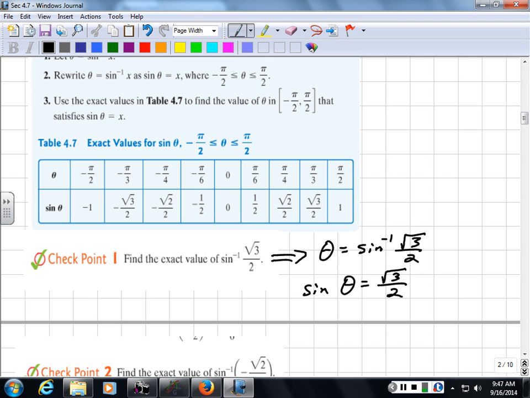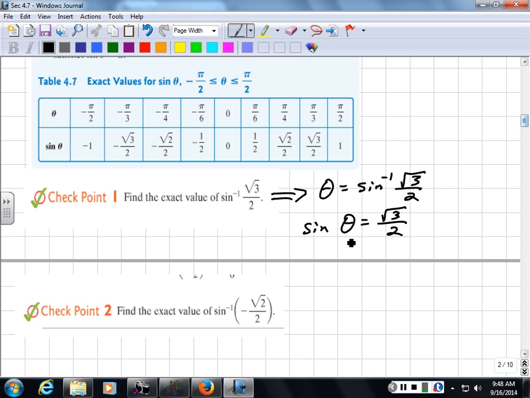Pi over 3, right? Because it's the y values going up the outside of the unit circle. Pi over 3 is equivalent to 60 degrees. If I know that's closer to 90 degrees, that means y is getting close to 1. Square root of 3 over 2. And that's going to be theta is equal to pi over 3. And that's it. That's all you got to do, as long as you know your unit circle.